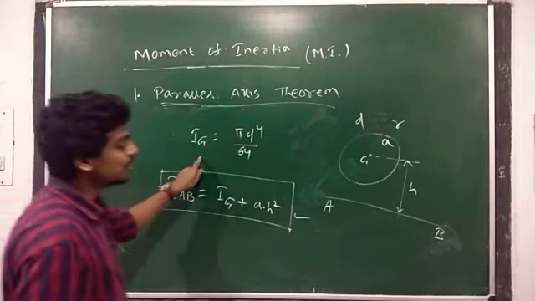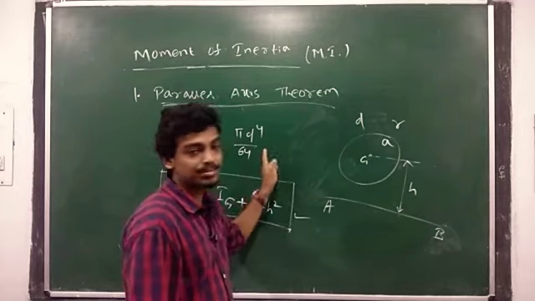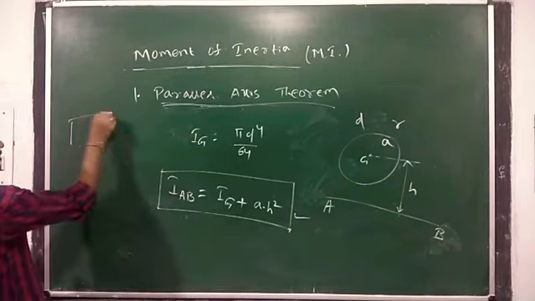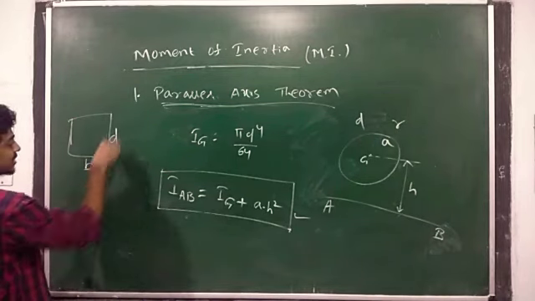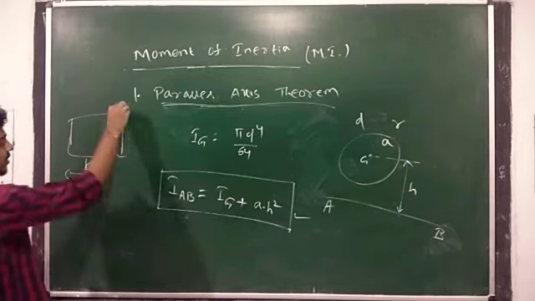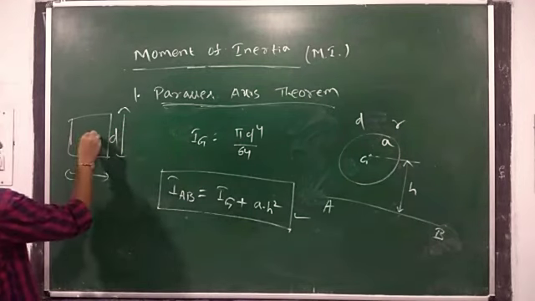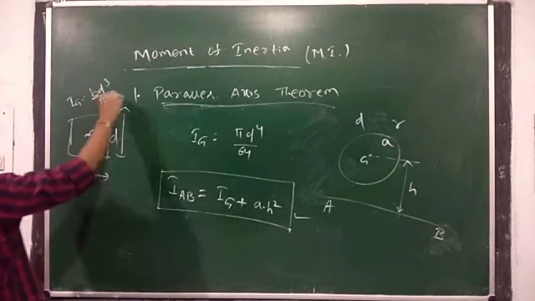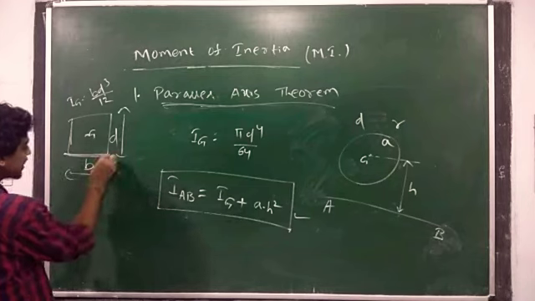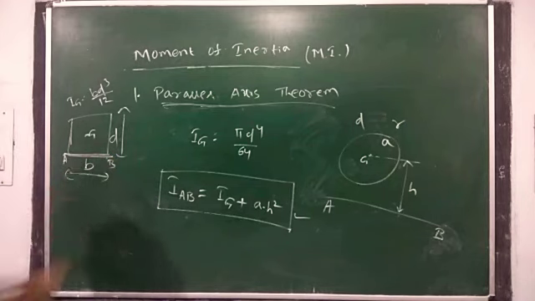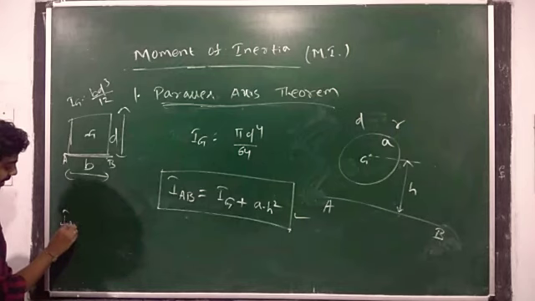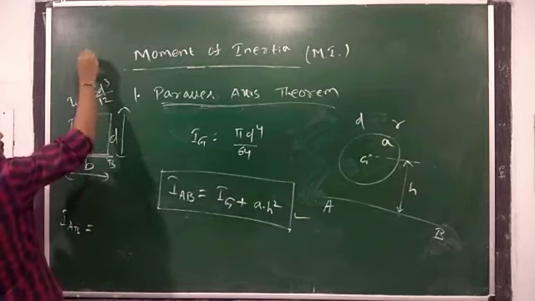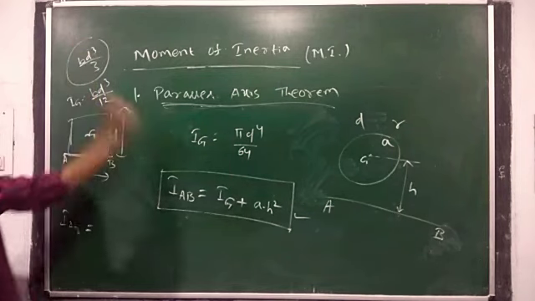So I want to give one example of the application of this theorem. Suppose in the previous board I just wrote a rectangular section, the width is B and the depth is D. So about the center of gravity, I already wrote here, it is BD cubed by 12, but along the base I just wrote the formula. So now I will calculate here. Suppose I want to calculate IAB. It came BD cubed by 3, so I will prove here how it comes BD cubed by 3.